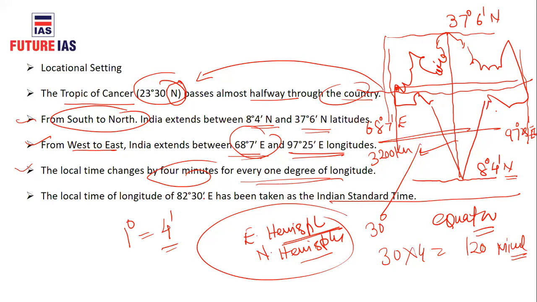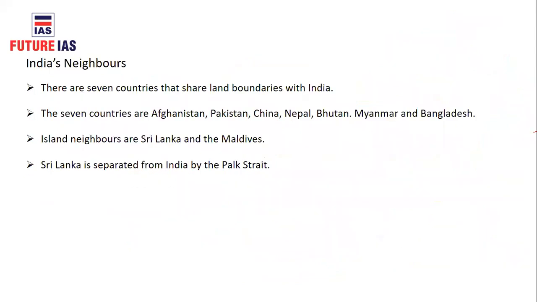Okay, and regarding the local time of the longitude, you must understand that the watches in every country are set with respect to the standard time. So India's standard time has been taken with reference to one standard longitude, also known as the Indian standard longitude, which passes through 82 degrees 30 minutes east, and according to that we calculate the Indian standard time.